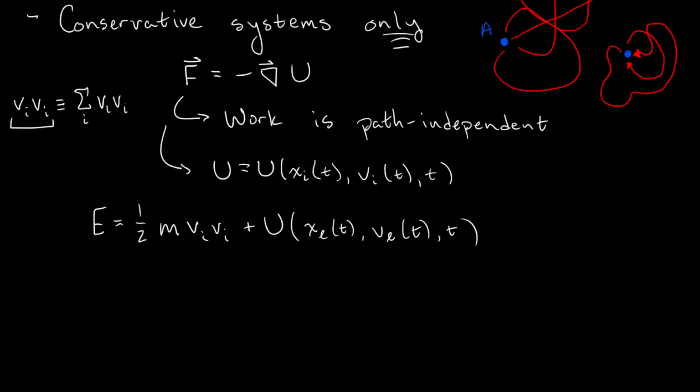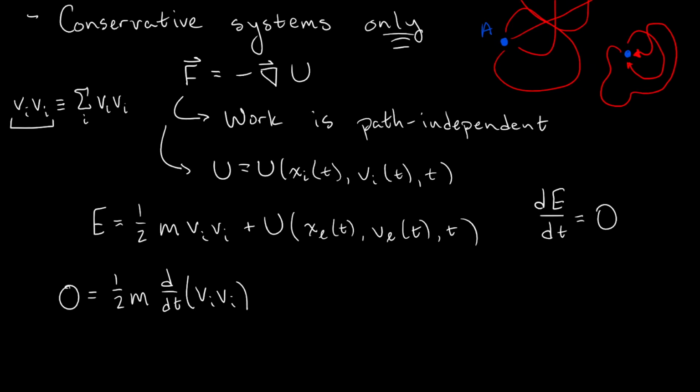Okay, so what does it mean for energy to be conserved? Well, that just means that my energy doesn't vary with time. So I can write that out as 0 equals 1/2 m d by dt of v_i v_i plus du/dt, where this is a total time derivative. Not a partial time derivative. And the difference is very simple.